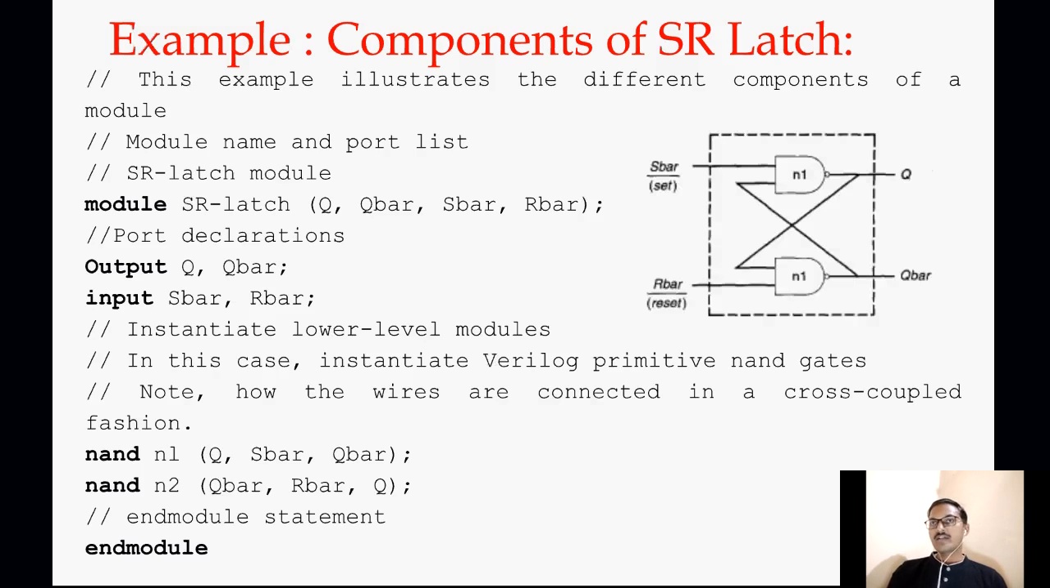Then n1 is nothing but the instantiation name. n1 is the instantiation of the NAND gate. So NAND n1, then the port list in brackets: q comma s bar comma q bar, bracket complete, semicolon. So this is the declaration of the first gate. Then second, NAND n2 is the instantiation of the NAND gate, then q bar comma r bar comma q, bracket complete, semicolon. And after that we have to end the module, so we use the keyword endmodule.